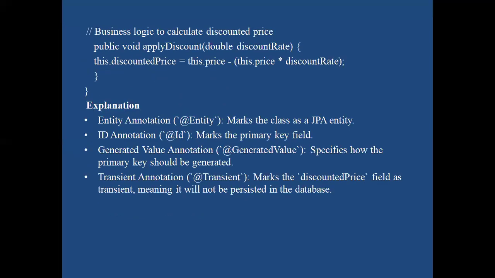Based on that, we do the calculation with the help of the applyDiscount method. We pass the parameter discountRate, and discountedPrice equals this.price minus this.price multiplied by the discount rate. So finally, the @Entity annotation marks the class as an entity, meaning a table. The @Id annotation marks the primary key field, and the auto-generated annotation @GeneratedValue specifies how the primary key should be generated. And the @Transient annotation makes a particular field transient, which means it is not persisted in the database. Thank you.